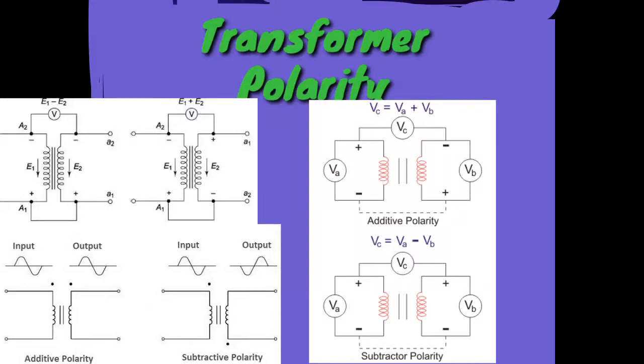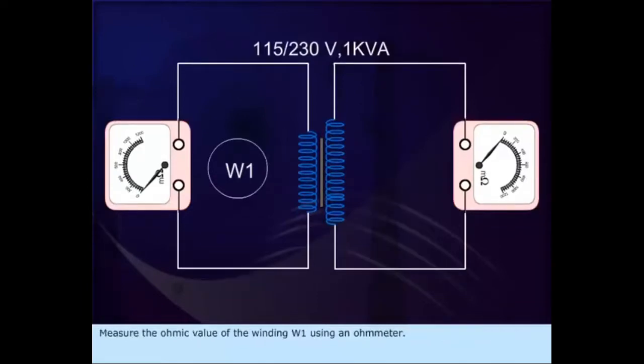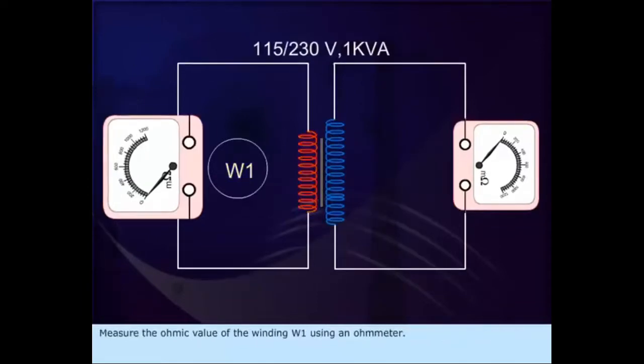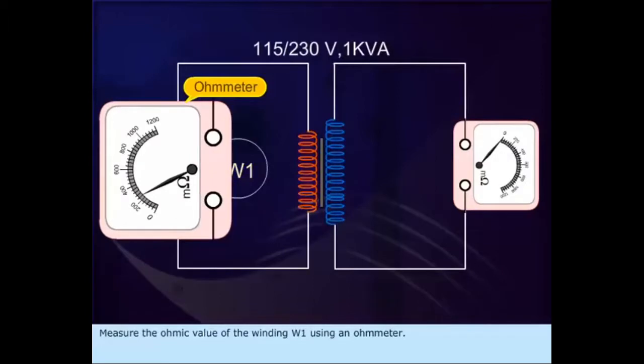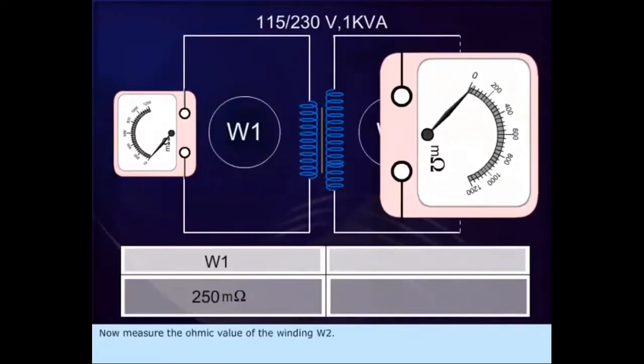At the end of this media, you will be able to know the terminals identification and polarity test of a transformer. For terminals identification, let us name the windings of the transformer as W1 and W2. Measure the ohmic value of the winding W1 using an ohm meter. Note it down. Now measure the ohmic value of the winding W2.